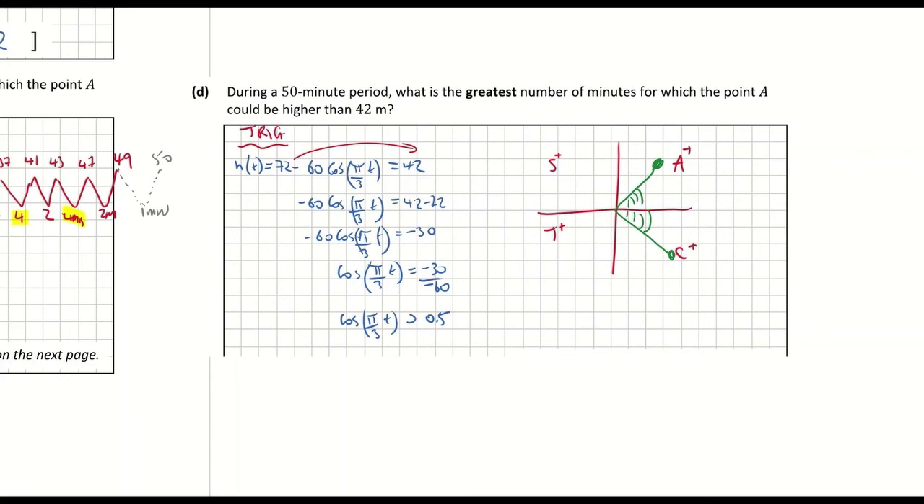Now if I come back here and examine our function, if I solve my function here, I'm going to have pi over 3 times t is greater than cos inverse of 0.5. Now again, just be careful, have your calculator here in radians. So that's giving me pi over 3t is greater than 1 over 3 pi.